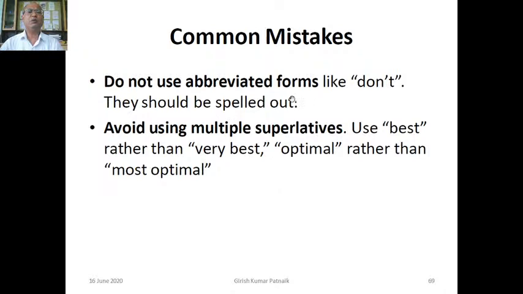Then do not use any abbreviated forms, as I have already stated; you are not supposed to use abbreviations. Then multiple superlatives like very best. Such kind of things we are not supposed to use. So that is what we need to focus on while writing. Very minute things, unknowingly we make such mistakes. So we should try to avoid such mistakes.